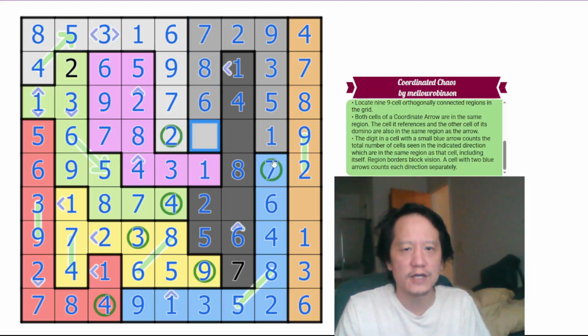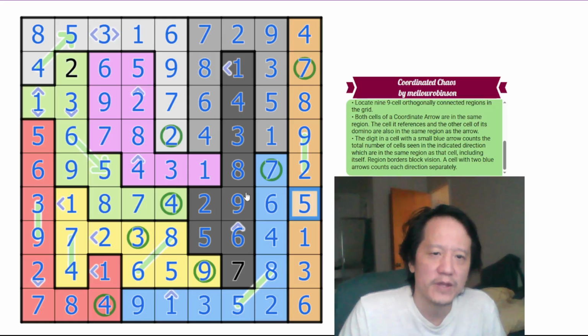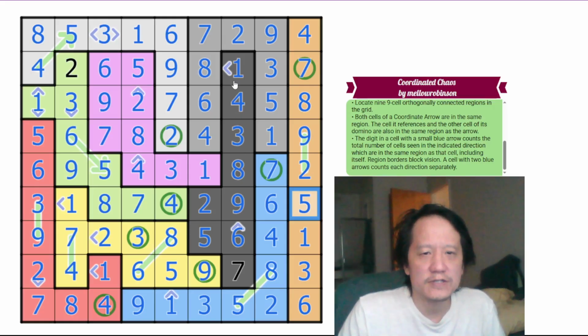That makes this 8 and this a 4. That leaves this as a 3. So 2, 9 points to that cell. This is only a 9 remaining, and that leaves that as a 5. And that's a solution. I don't know if I would consider this challenging.